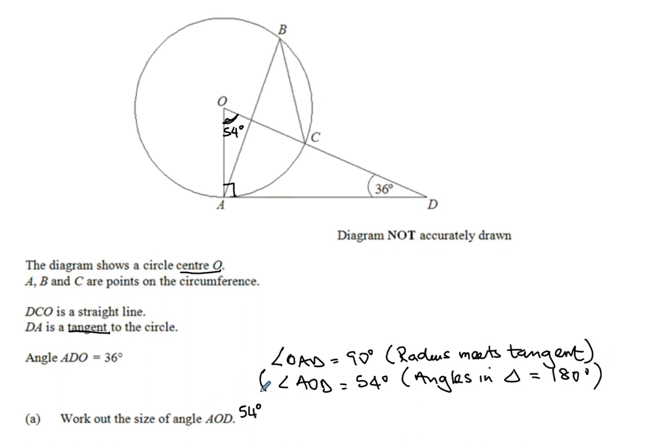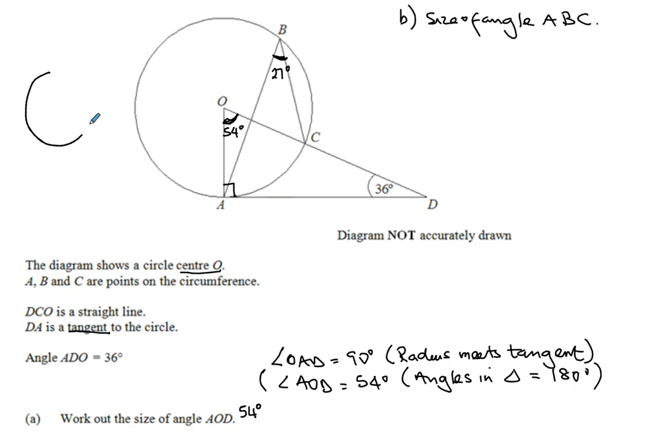Sorry, seems to have cut off another question here. So part B was work out the size of angle ABC. So that one there. And here, as I said, it's not 54, so it's not angles in the same segment. It's actually angle at the center is twice the angle at the circumference. So that's actually half of that, which is 27.